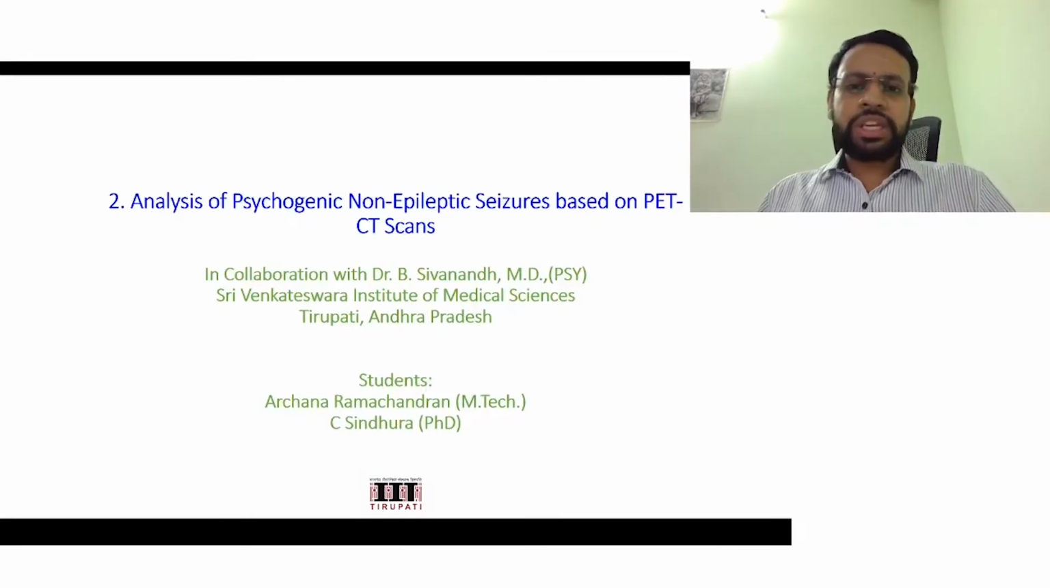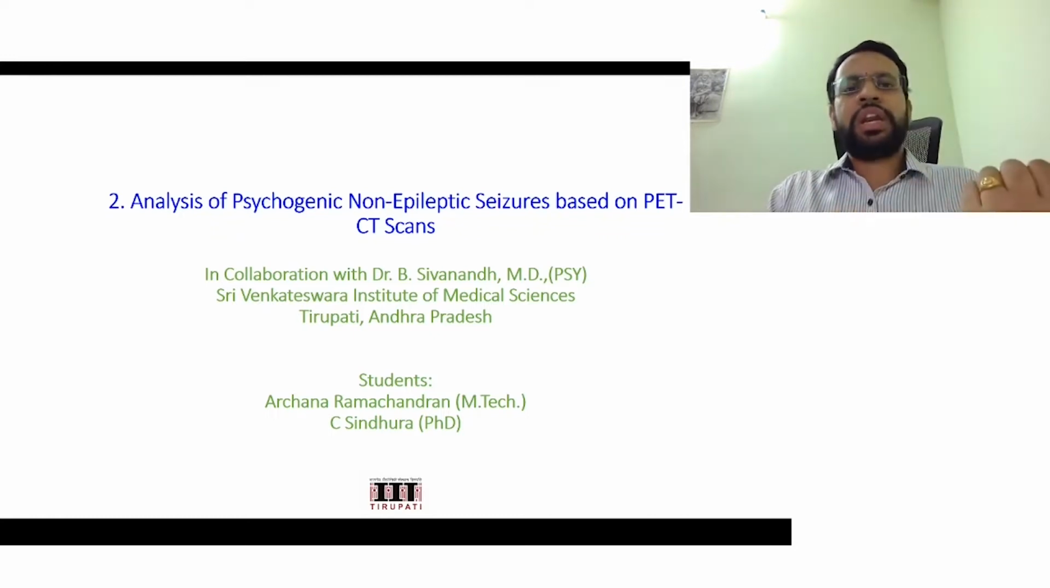There is another application that we are currently working on in our lab here: analysis of psychogenic non-epileptic seizures based on PET CT scans. Let me make clear what the words here mean. Let me start with simple ones. You already have seen PET scan in the last class, positron emission tomography. Where did it come in our classification there? It comes under nuclear medicine.